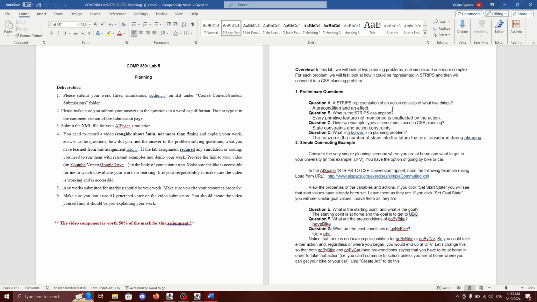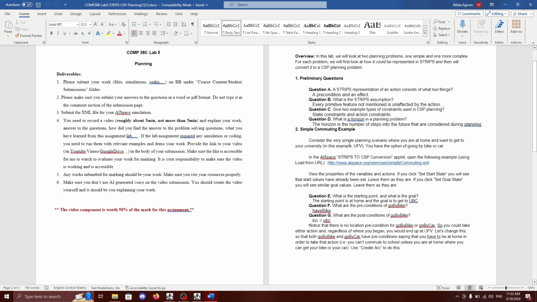Two examples of constraints are state constraints and action constraints. So, like what states can't coexist, what actions can't coexist, and so on. The horizon is the number of steps into the future that is considered during planning. So, a larger horizon means a deeper level of planning and a more complex problem.